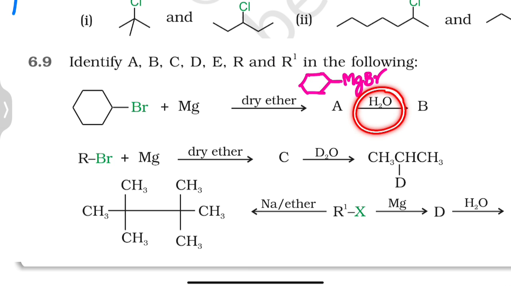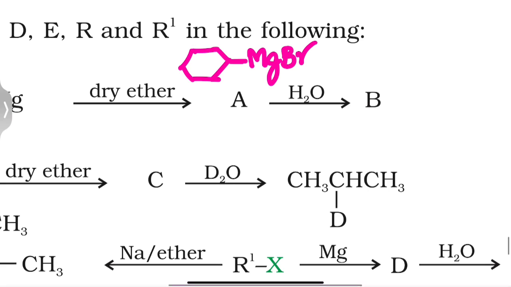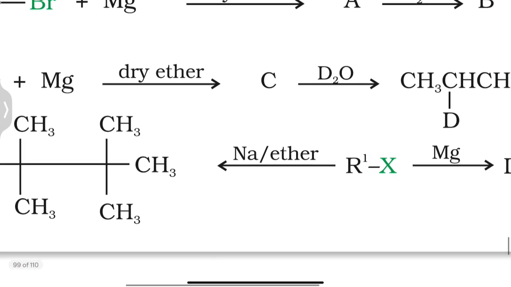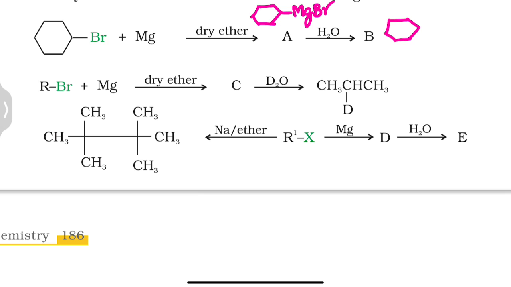When you are treating with water, I told you that it can be water, or alcohol, or amine. They will donate a proton, because of which you can see a hydrocarbon will be obtained. So this is going to break and here H will attach. So B will be this. Next, RBr, again you are treating with magnesium in dry ether. Again it is a Grignard reagent, and you will be getting C.